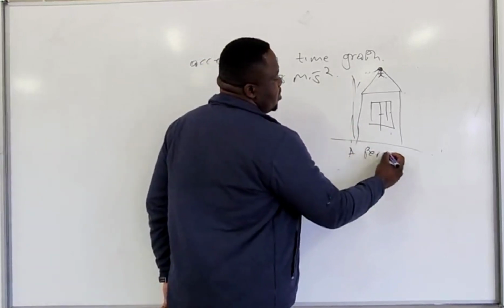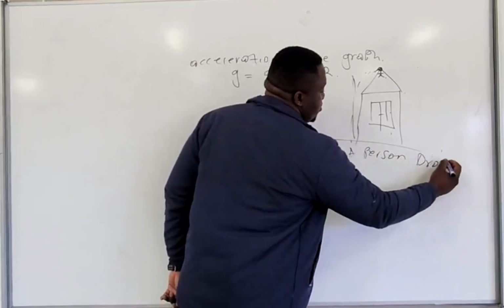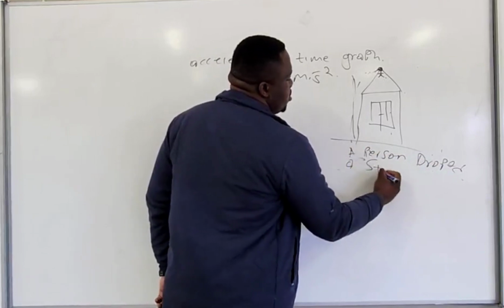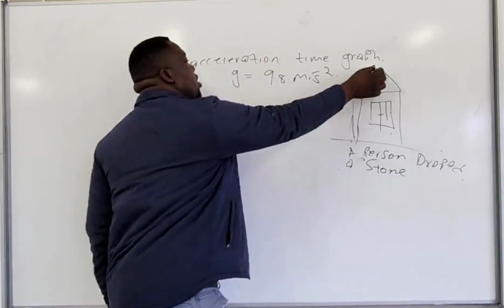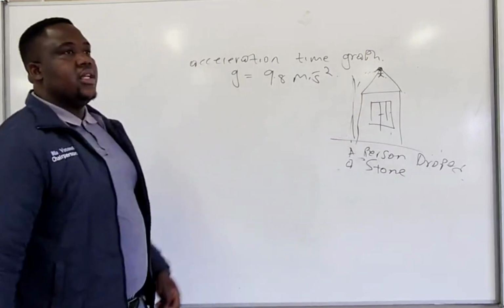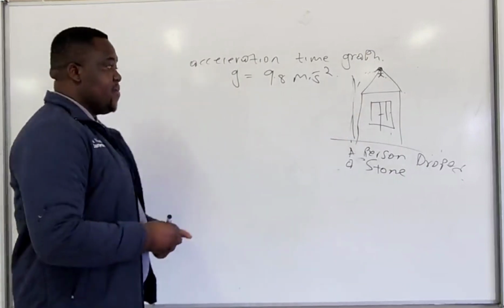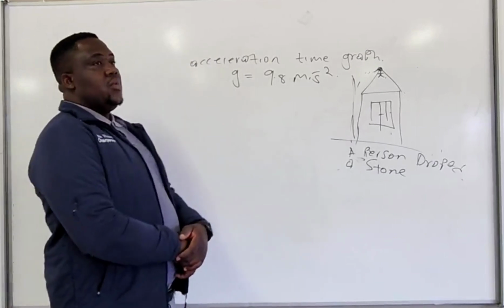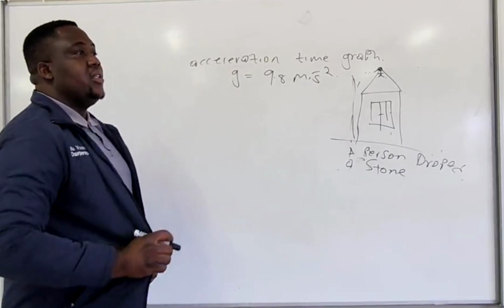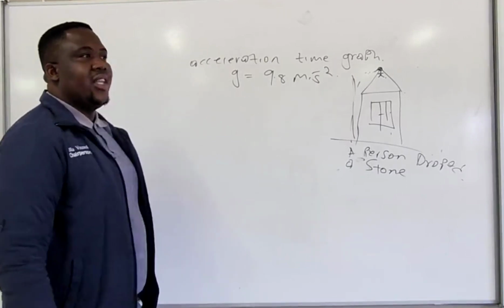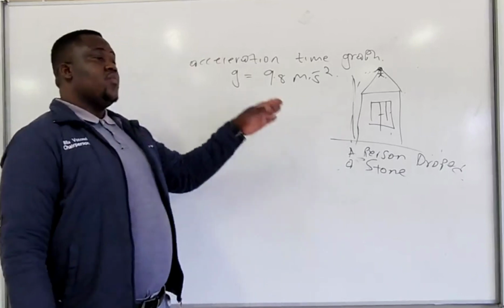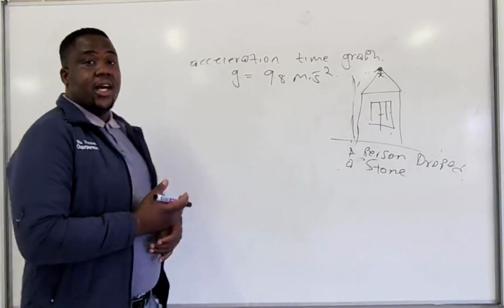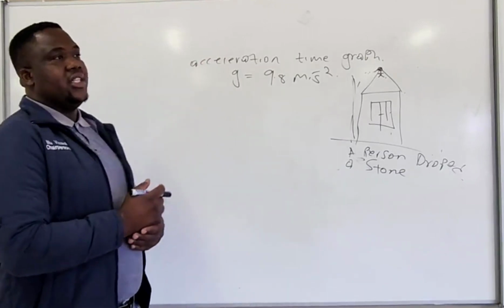A person dropped a hammer or a stone. The person was working with a stone here. Then they dropped that stone by mistake. It fell down. Draw an acceleration time graph. We know that since it's a projectile, that stone is moving under the influence of gravity only. So how are we going to represent that on an acceleration time graph?